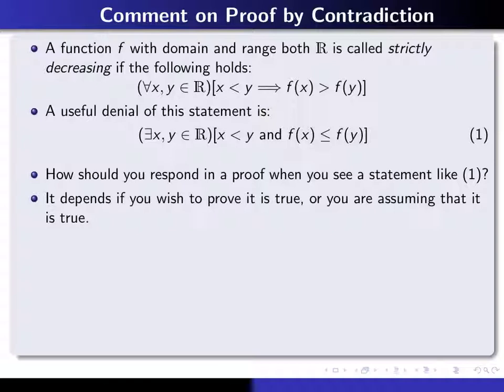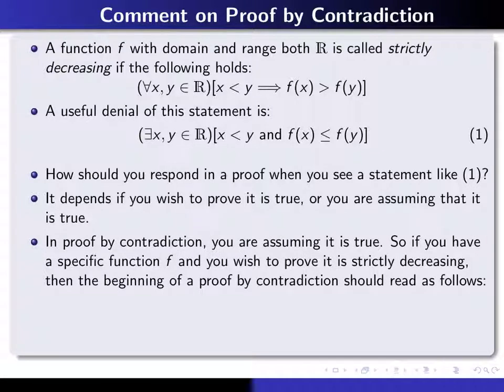But on the other hand, if it's something that you're assuming is true, then you would not read it that way. You would merely say, there exist real numbers x and y such that x is smaller than y and f of x is less than or equal to f of y. So those are two very different ways of responding, and it depends entirely on whether you wish to prove that this is true or you're assuming that it's true and you want to make use of that fact.